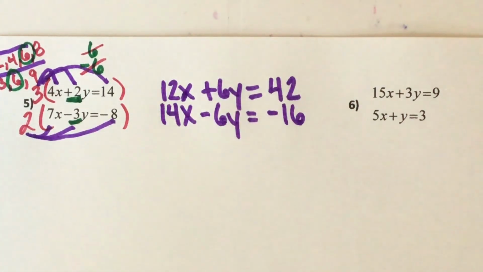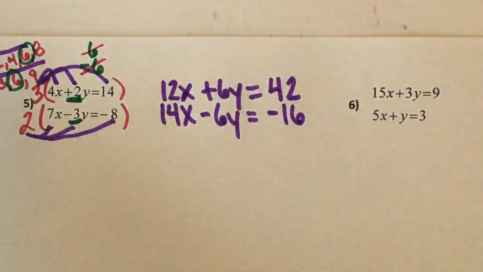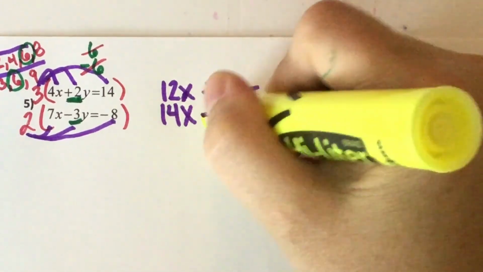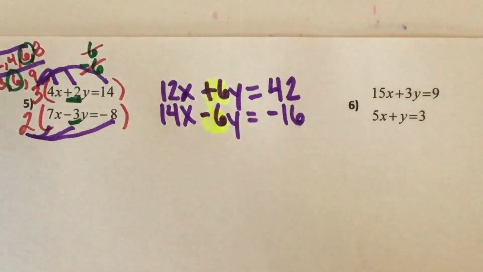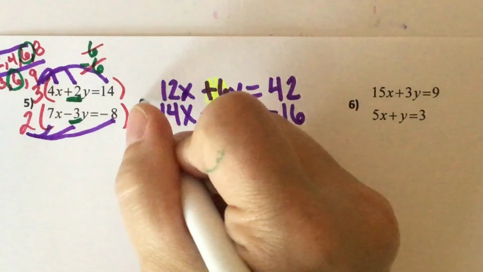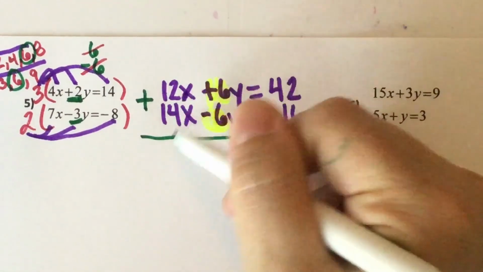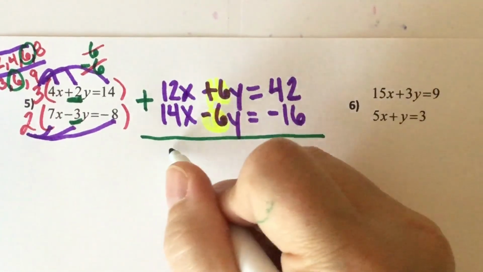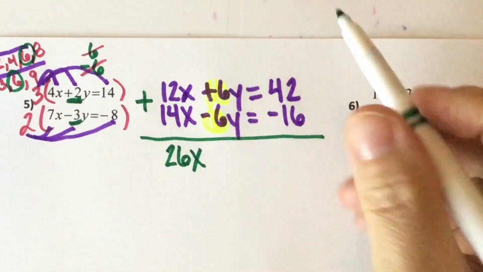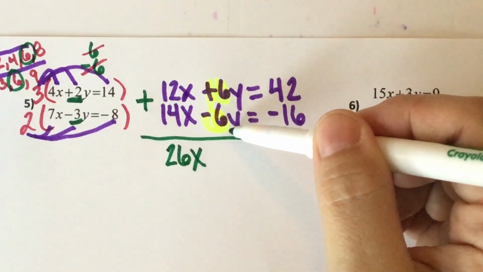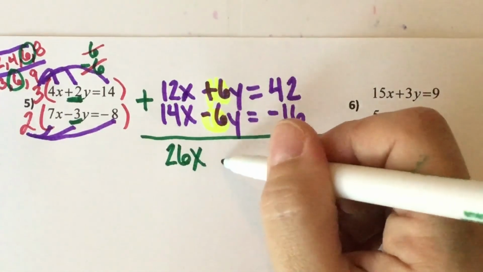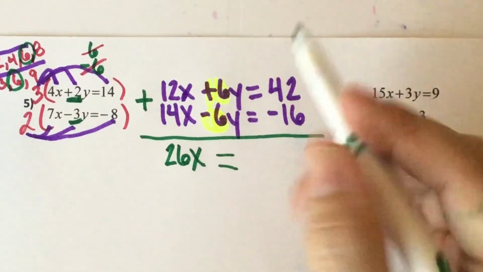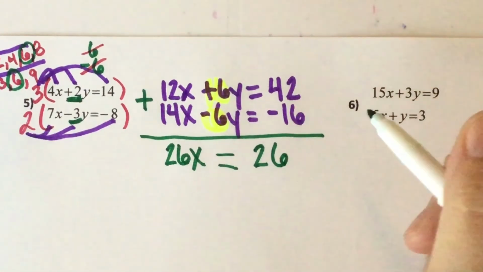Yes, it is. The y's have the same number, opposite signs. So we did what we were supposed to do. Yay, us. Okay, so put your plus sign and add, add, add. So 12x plus 14x is 26x. 6y plus negative 6y is 0. Shoop, eliminated. And 42 plus negative 16 is 26.